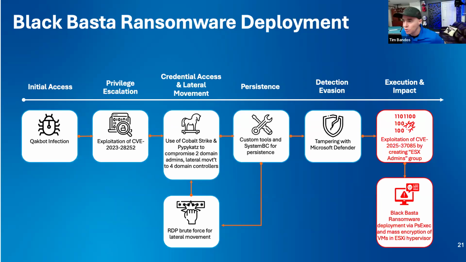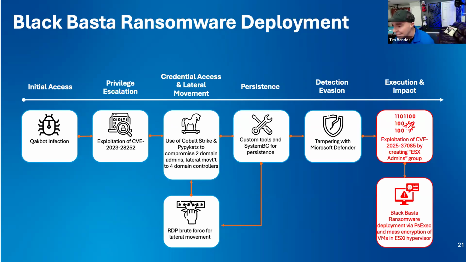And I believe the group was called Storm-0506. But during this particular attack, the threat actor exploited a vulnerability, CVE-2025-37085, I believe. That vulnerability gained elevated privileges in the ESXi hypervisor environment. So why would you target that? Once you get into those hypervisors, you have full control and reign over not just a single device, but potentially all devices in an environment or in a segment of the environment.